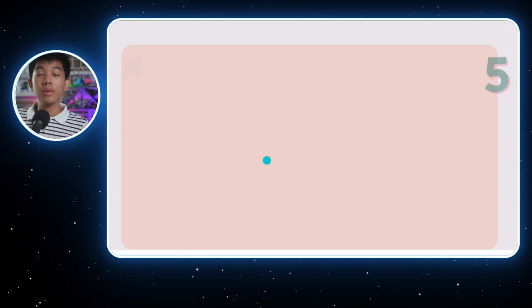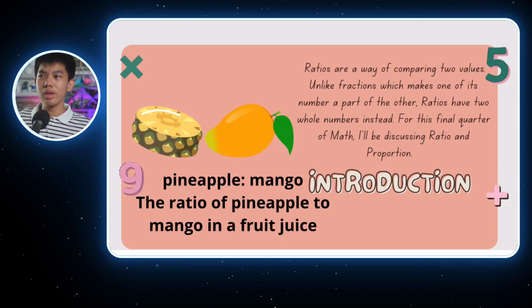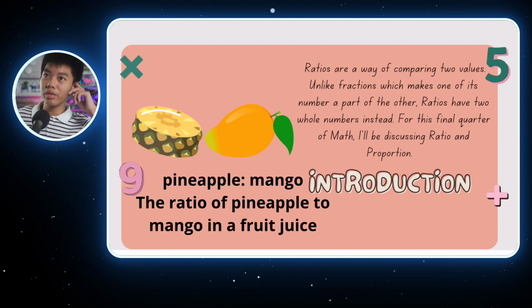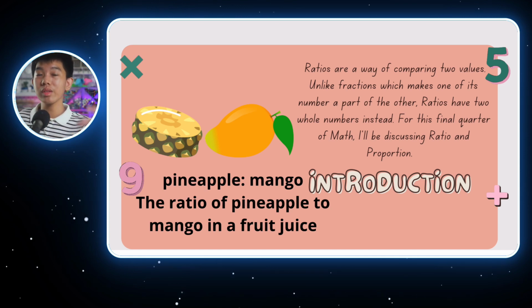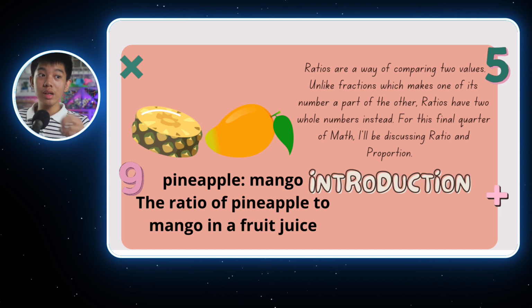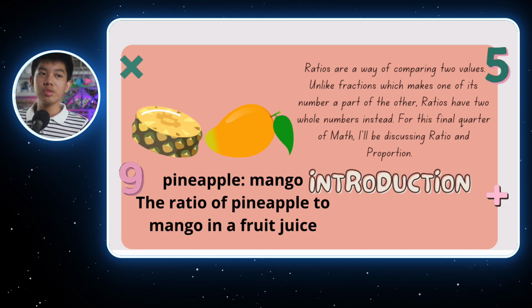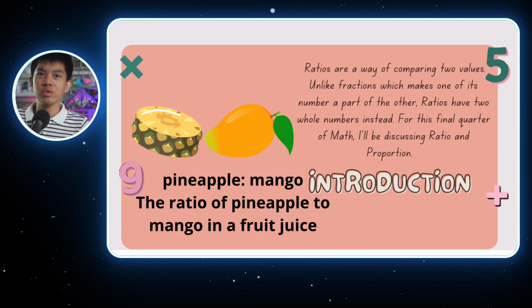Okay, thanks, Paul. So, what are ratios? Ratios are a way we compare two values. Now, unlike fractions, which has one number be part of the other, we instead use two whole numbers. For this final quarter, we'll be talking about them as well as proportions. But just in case, here's an example. Let's say you're making a fruit juice and you wanted to see the connection between pineapple and mango. In this case, you'd write it as pineapple to mango, which represents the ratio of how much pineapple to mango was inside your fruit juice.